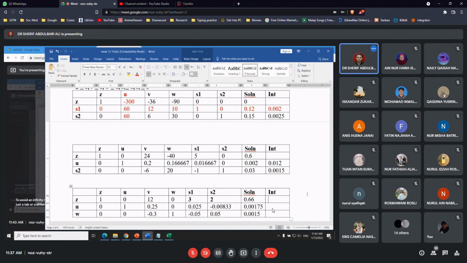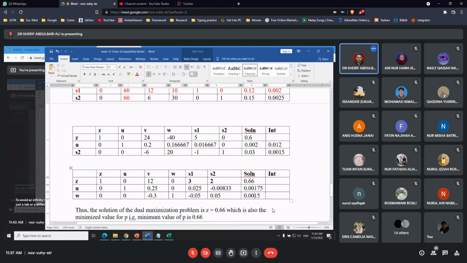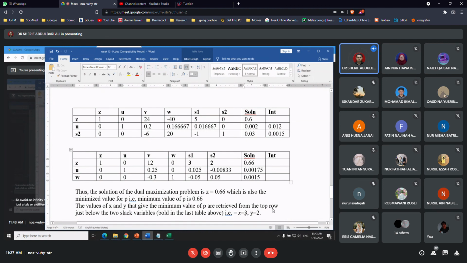But which values are actually controlling the objective function, not this value, not this value. You are going to say it like this: the solution of the dual maximization problem, or the minimization problem, would be minimized by the value of 0.66 when the value of x is equal to 3 and the value of y is equal to 2. So we are using these two values.